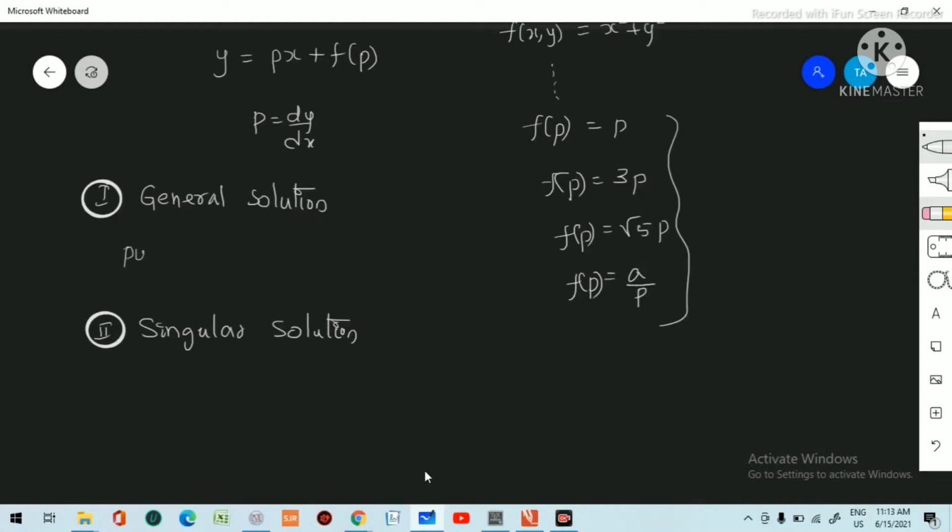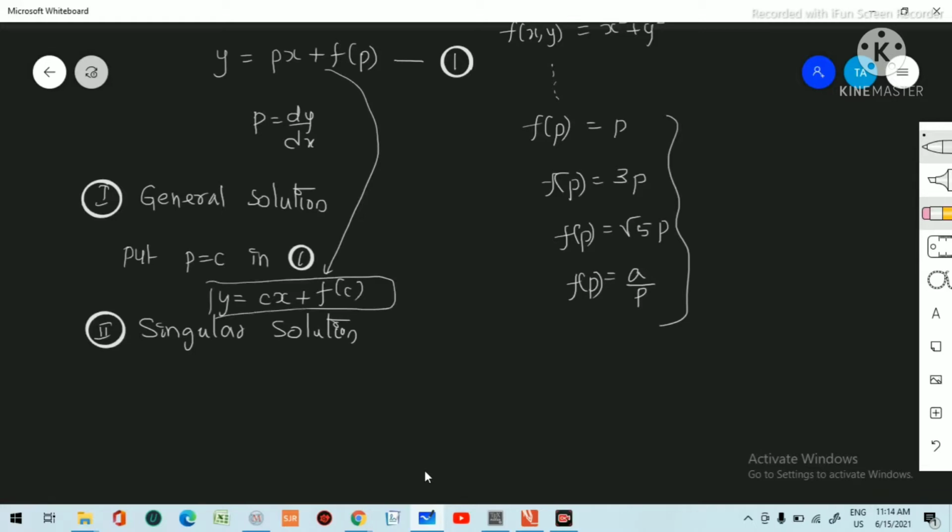General solution is a very easy step. You only have to make a change. Put p is equal to c in 1, which is our equation number 1, which is given. In Clairaut's form, if you just substitute p is equal to c in 1, you will get the general solution. So what will this equation become now? Tell me. y is equal to cx plus f of c. This is your general solution.